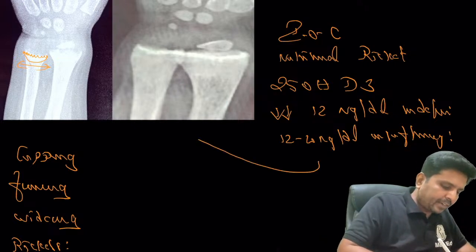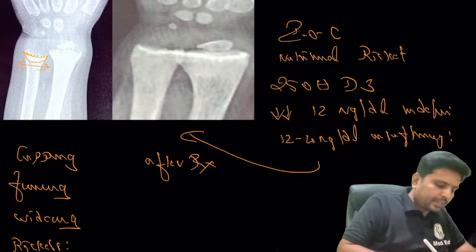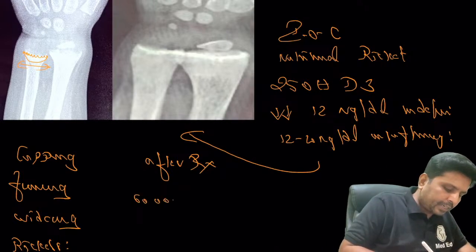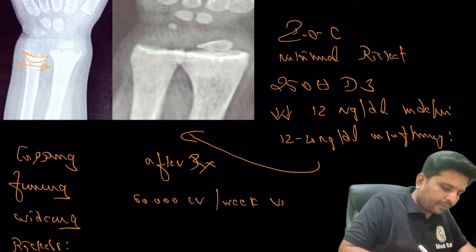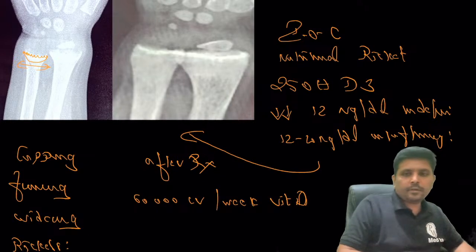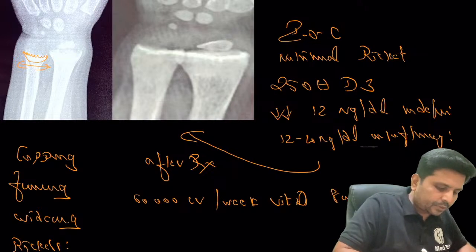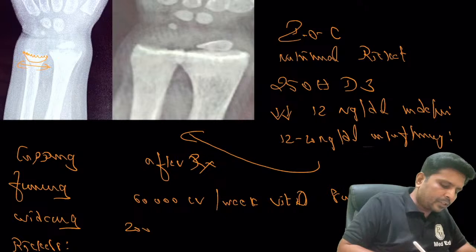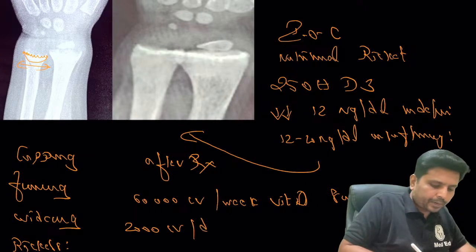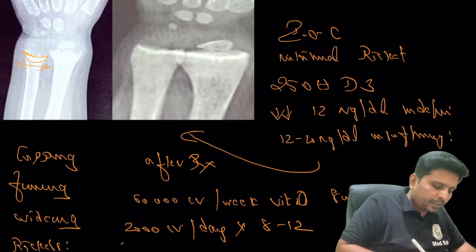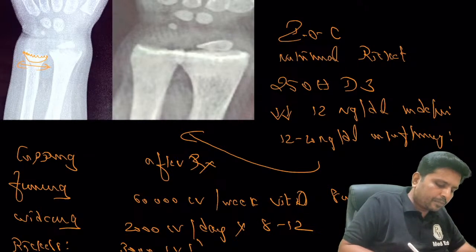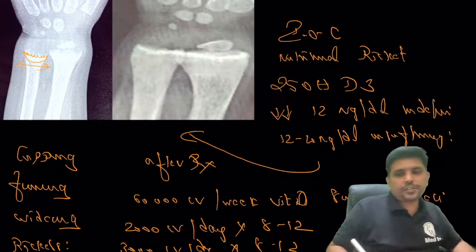So this is after treatment. So what is the treatment? 60,000 international units per week of vitamin D for 8 weeks to 12 weeks. Or you can give infants 2000 international units per day for 8 to 12 weeks. Post infants 3000 international units per day for 8 to 12 weeks.